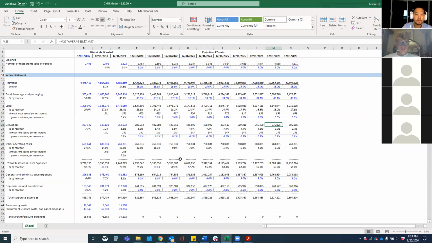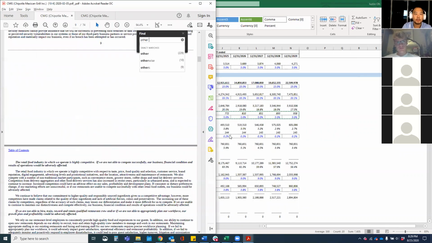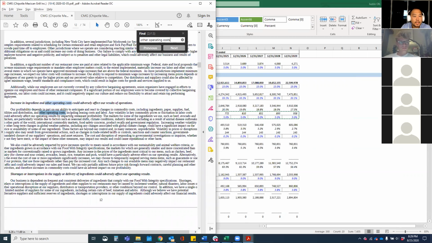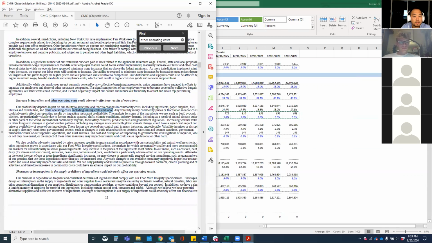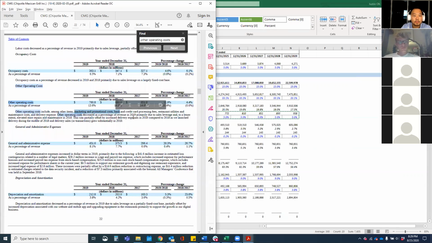We're driving this. Other operating costs, I'm just going to grow this as kind of the same as labor. I don't really know what this is yet. Including leasing costs and labor, distribution. Our operating costs include, among other items, marketing and promotional costs, bank and credit card processing fees, restaurant utilities and maintenance costs, and delivery expenses.